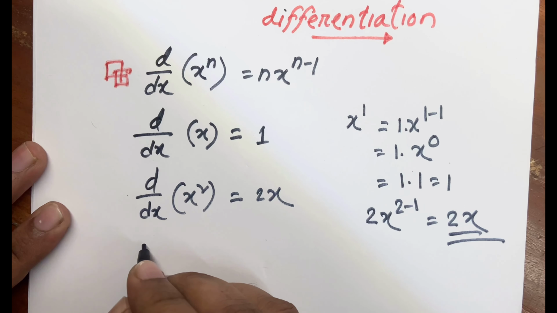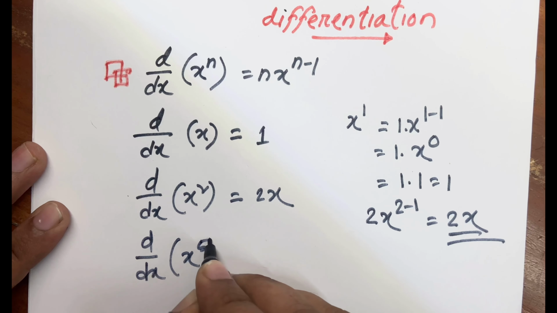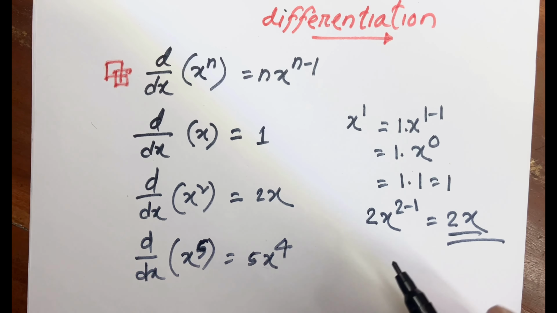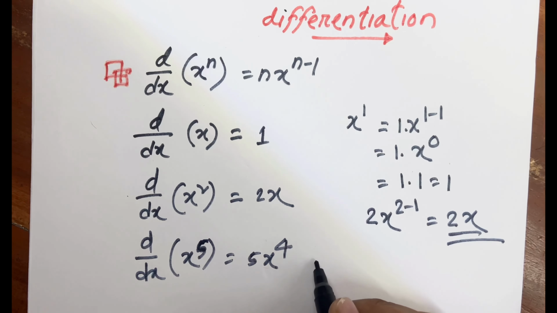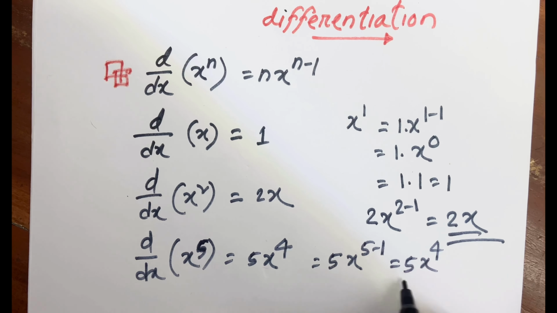Now I can say again d/dx of x to the power 5. Now 5 x to the power 4. I follow this formula again. We know n x to the power n minus 1, so that's why 5 x to the power 4.